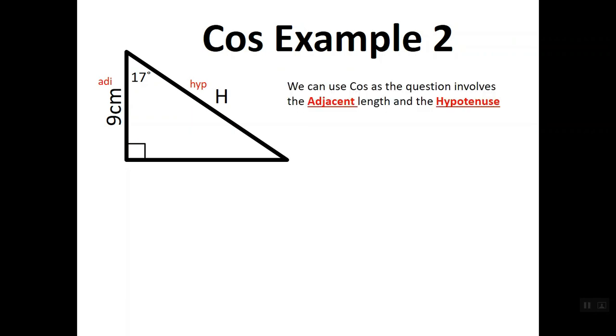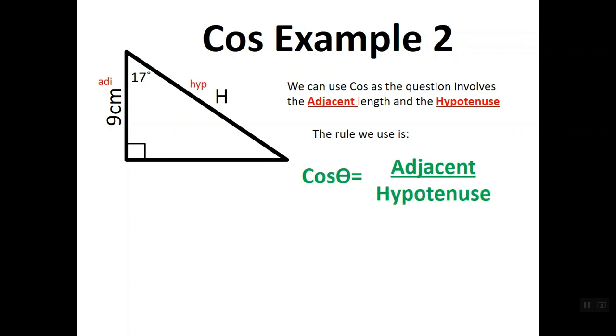Next step is to write my rule. Keep writing that rule. So cos theta equals adjacent over hypotenuse. Next step now, guys, is basically to substitute the values I know. So I have cos 17 degrees equals my adjacent over my hypotenuse. So my adjacent is 9 over h, which I don't know.